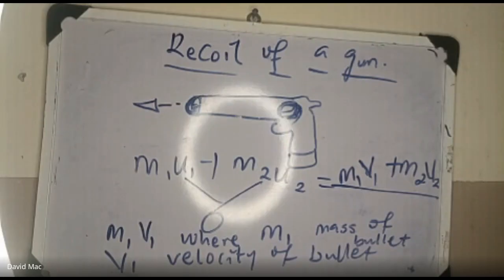Let's continue. Then I said the momentum of the gun now is M2 V2, where M2 is the mass of the gun and V2 is the velocity of the gun. Since momentum must be conserved, pay attention now.